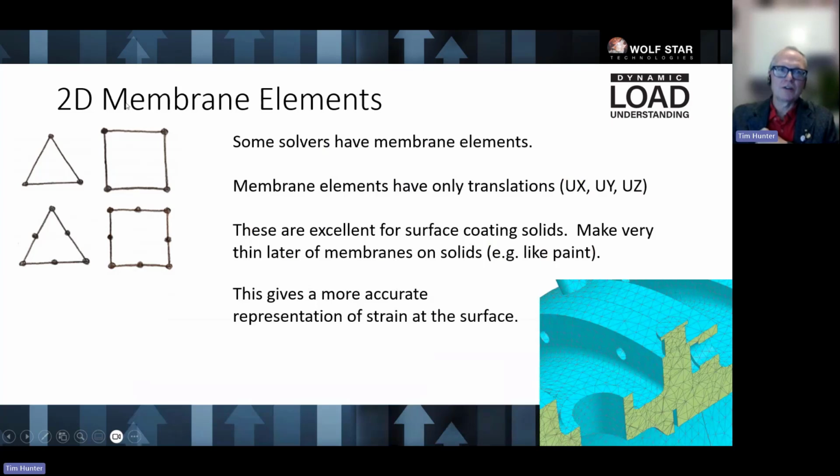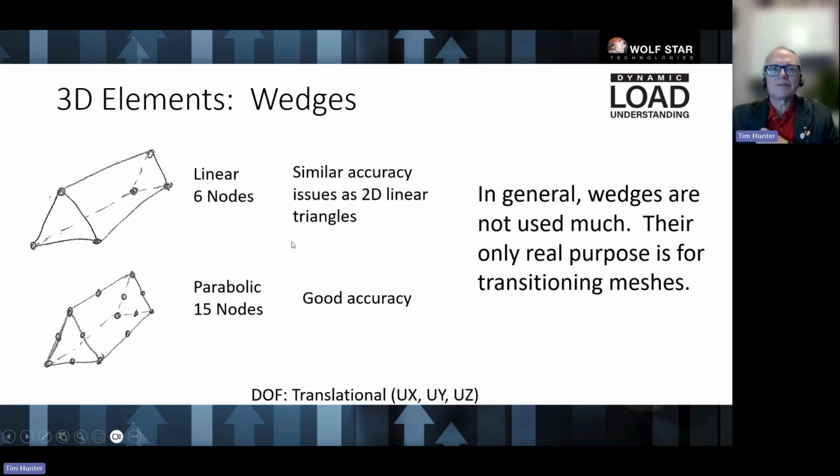Another nice thing with 2D elements: some solvers have membrane elements. A membrane element only has translations, and you usually put these on the outside of solids and coat them with a very thin layer like paint, and this gives you a very good representation of strain at the surface of the solid. Because a solid element gives you the subsurface strain, not the strain at the surface. So putting a thin coat of membranes on top allows you to get the strain at the surface, like a strain gauge.